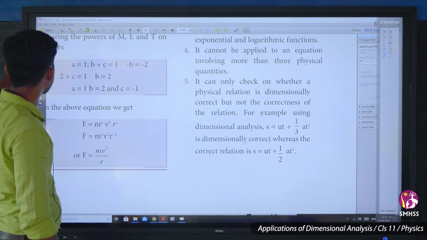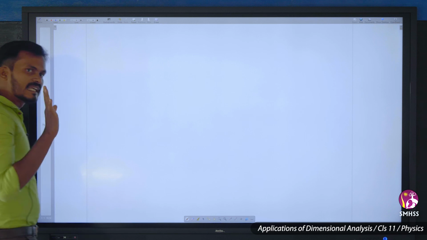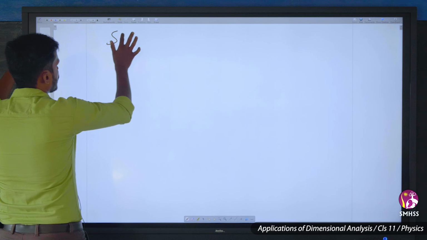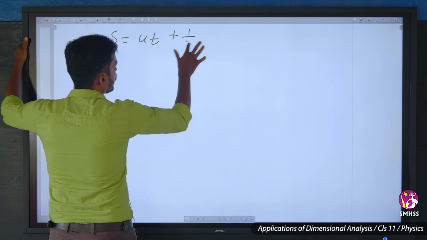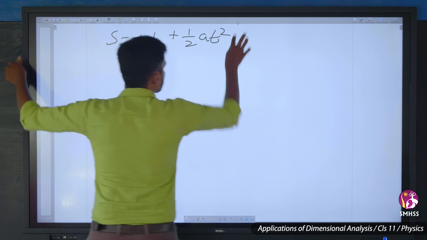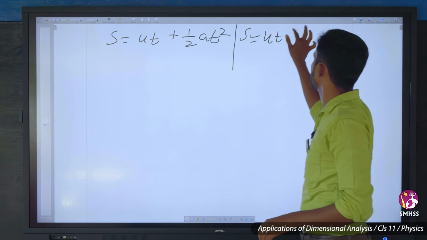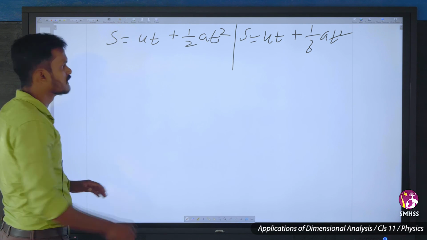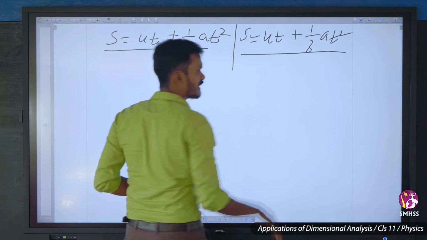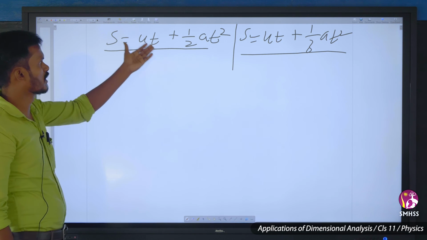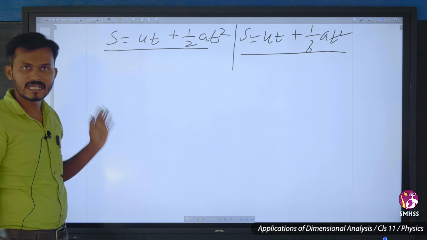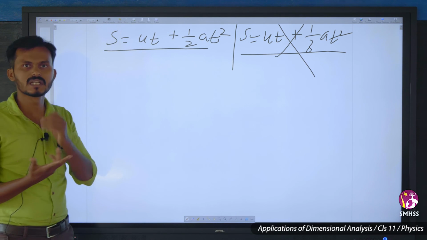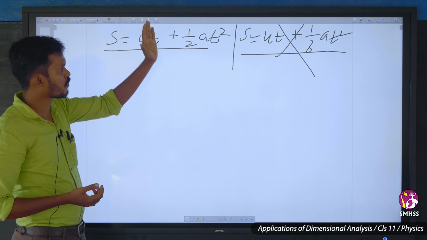So, the final one is that we can only check whether an equation is dimensionally correct. Dimensional analysis cannot tell us the correctness of the equation. For example, take S is equal to ut plus 1 by 2 at square, and the same equation, S is equal to ut plus 1 by 3 at square. If I substitute dimensions, I can prove that even this is dimensionally correct. Substituting displacement, velocity, time and solving, dimensionally they will be correct, but this equation does not exist. It is a wrong equation. This is the correct one: S is equal to ut plus 1 by 2 at square.